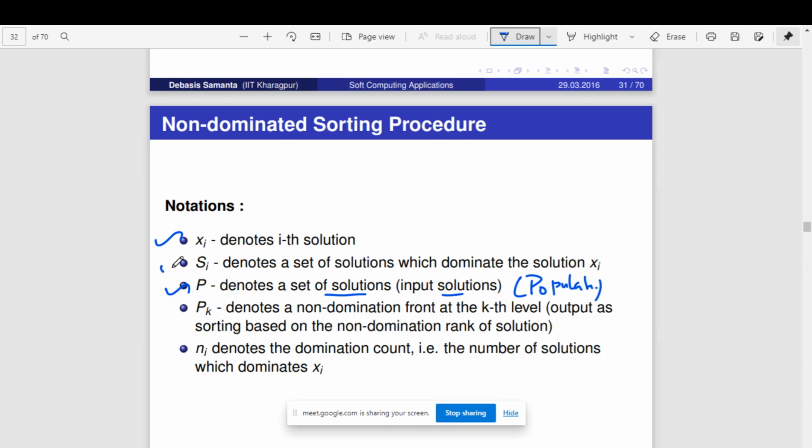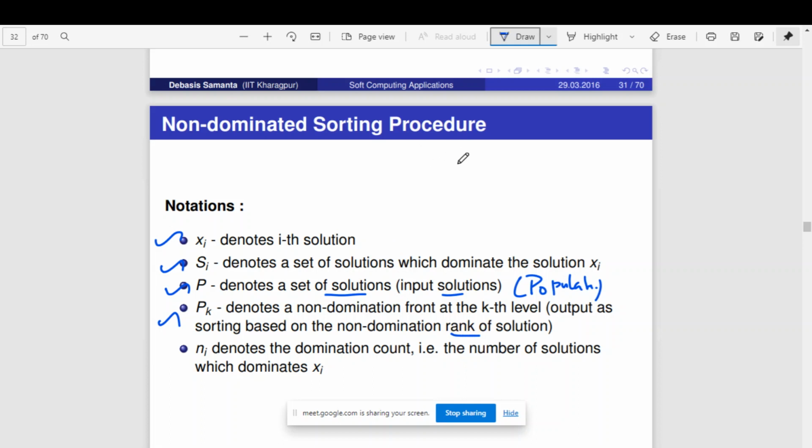Okay. Si denotes the set of solutions which dominate the solution Xi. That is, how many solutions are dominating Xi. That is Si. Okay. Pk denotes the non-dominated front at the kth level. Output is sorting based on the non-dominating rank of a solution.